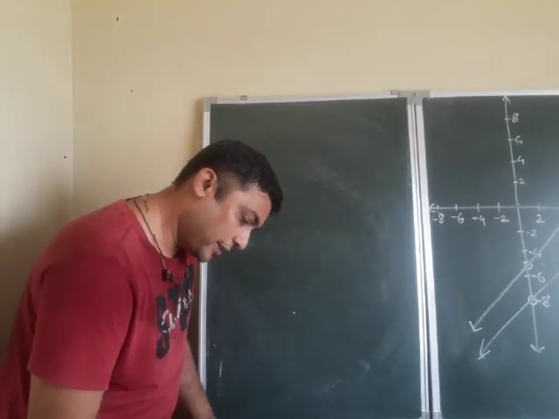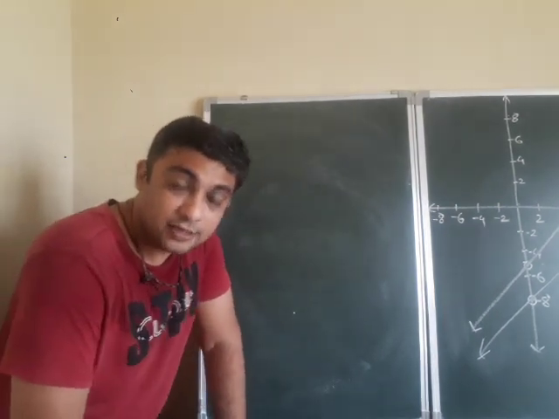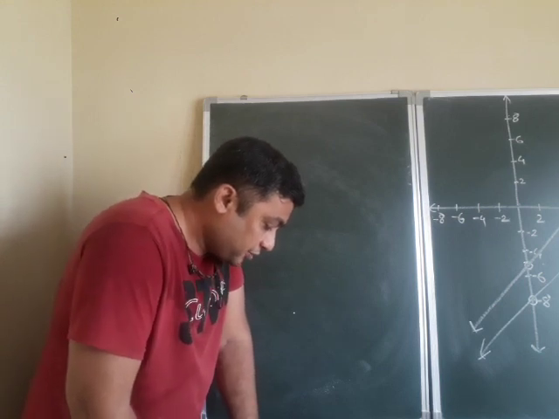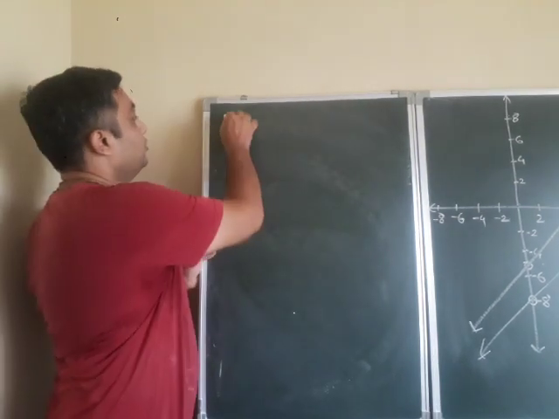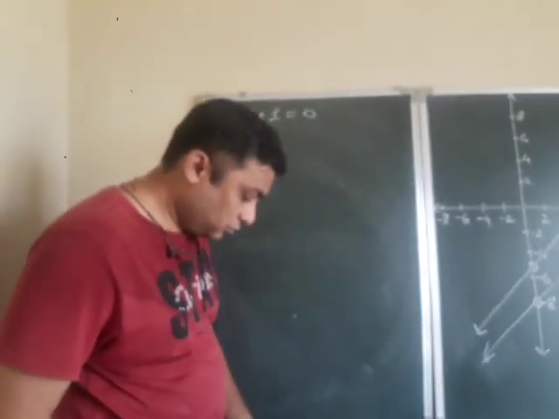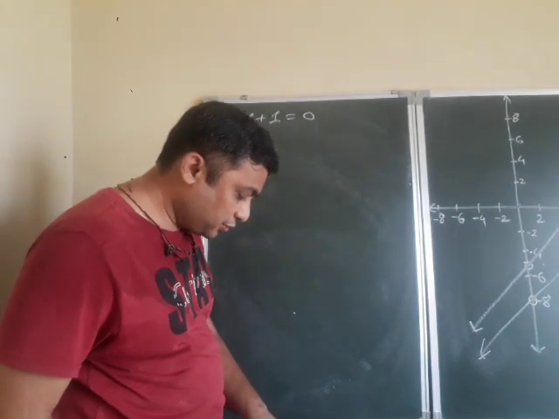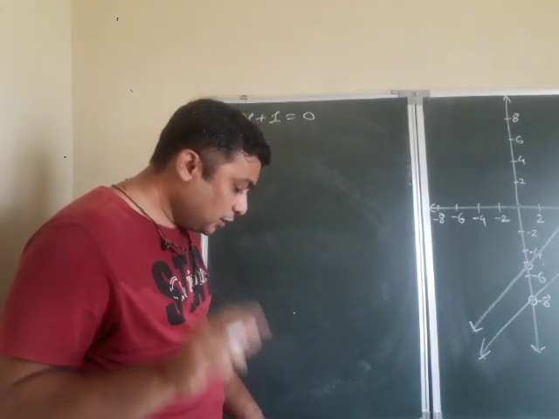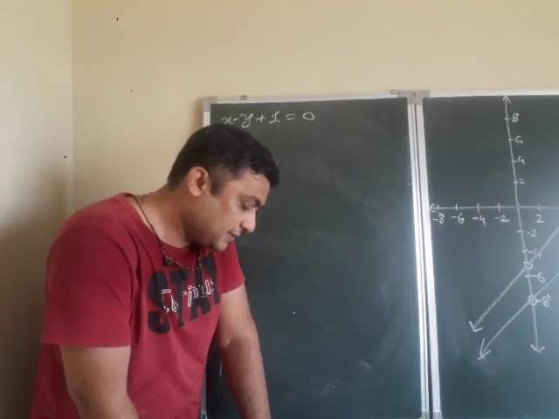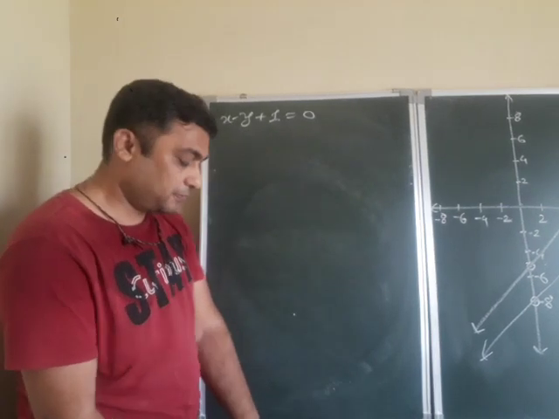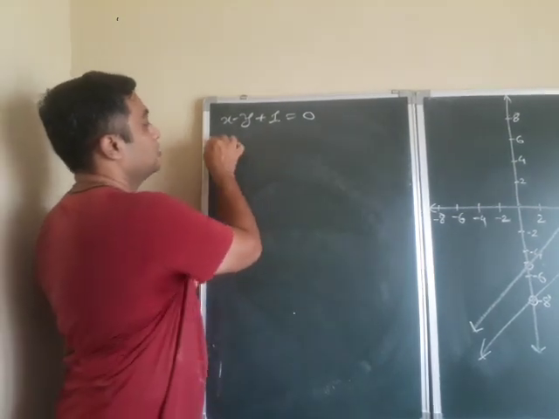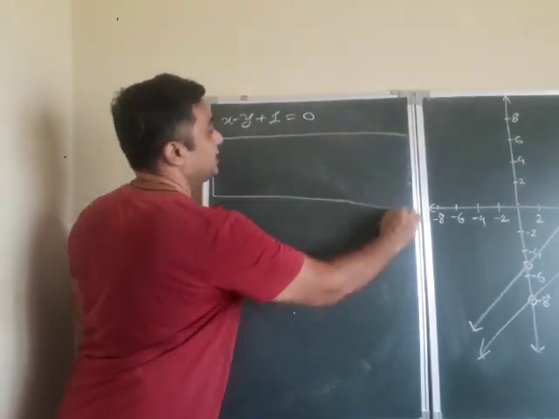Last question for exercise 3.2. I request all of you, it's again a word problem, so please read the data. Draw the graphs of the equation x minus y plus 1 is equal to 0 and 3x plus 2y minus 12 is equal to 0. Determine the coordinates of the vertices of the triangle formed by these lines and the x-axis and shade the triangular region. First see, there are two equations, so let's draw them graphically.